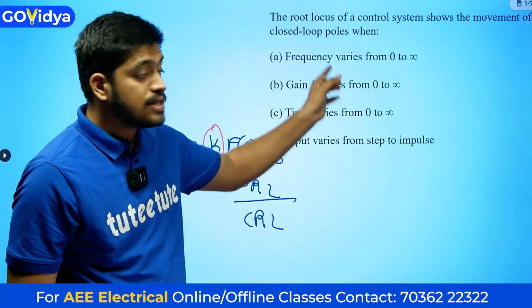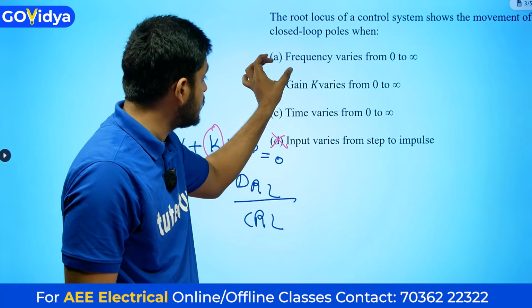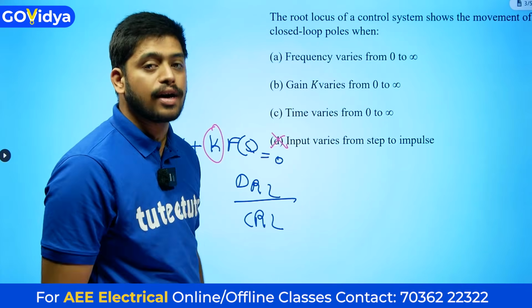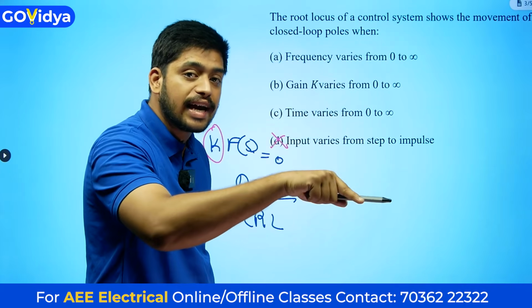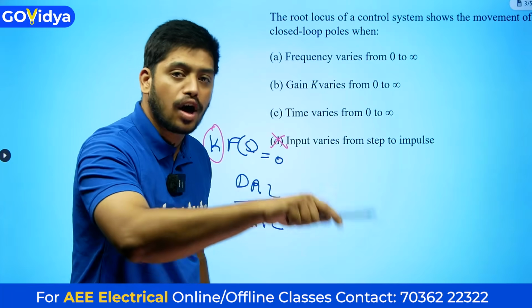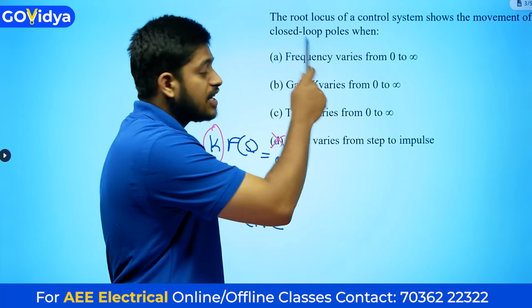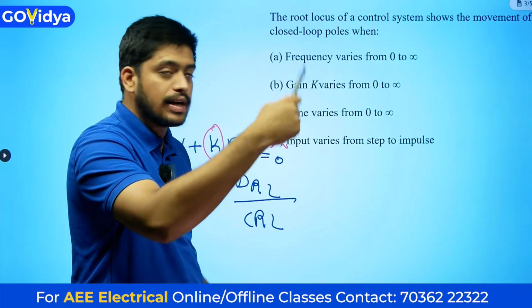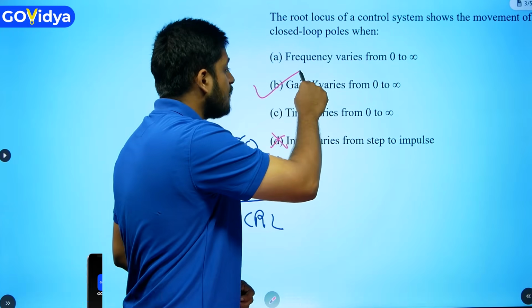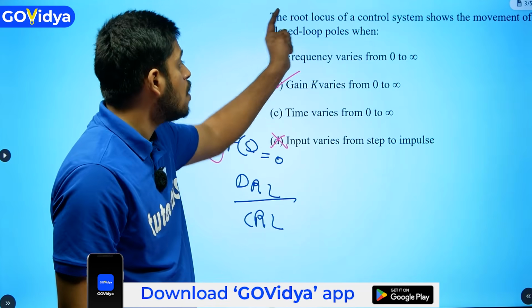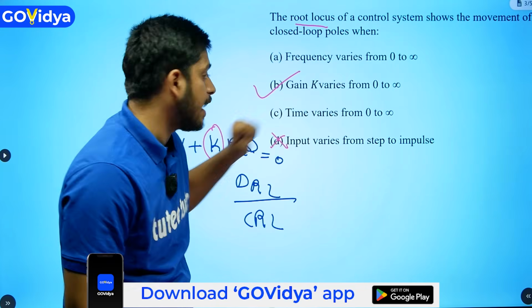In the case of frequency varies from 0 to infinity, students may get confused that this option may also be correct, but we do the frequency analysis in the case of Bode, Nyquist or polar plot. In that case, frequency analysis can be done, with frequency varying from 0 to infinity or any other point. So there it will be the answer. But here, gain K varies from 0 to infinity is the answer. Whenever you see the root locus, its dependency will be on the value of gain K.